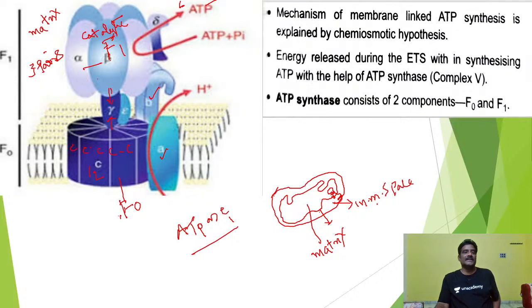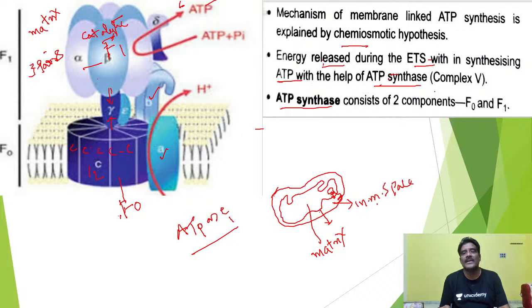How are these ATP molecules generated? This is the ATPase present in the inner membrane of the mitochondria. How will this synthesize the ATP molecules? Let us study the mechanism. Membrane-linked ATP synthesis is explained by the chemiosmotic hypothesis. This hypothesis is called chemiosmotic. The energy released during the ETS, electron transport system, synthesizes this ATP with the help of the ATP synthase. Are you following? ATP synthase consists of how many components? Two components: one is F0 and another one is F1. Let us study now how ATP molecules are generated with the help of the ATP synthase.